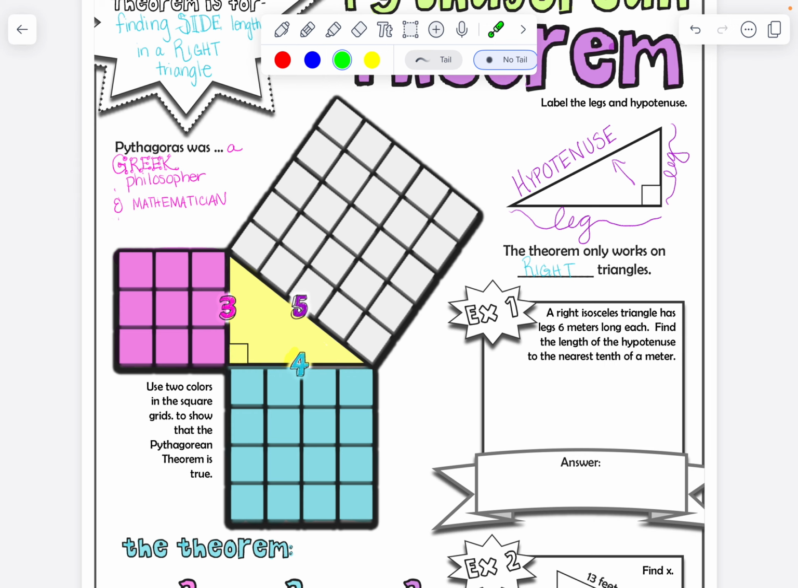And then I can do the same thing over here. My area of this square is 16. So it has a side length of 4, which means that the area of that square is 16. And so the sum of those two squares will equal the area of the square that's built off of the hypotenuse. So if I look, here's my 9.